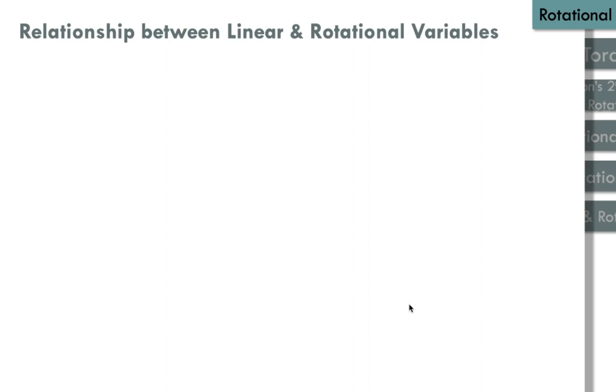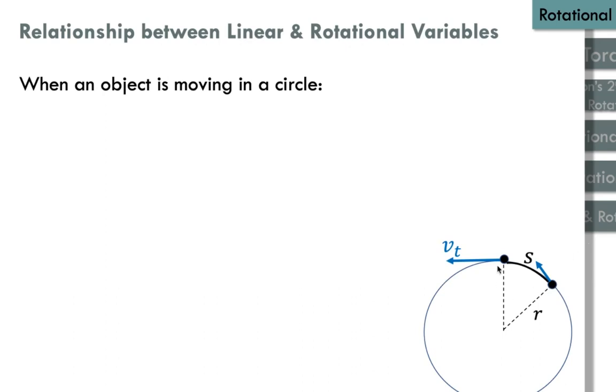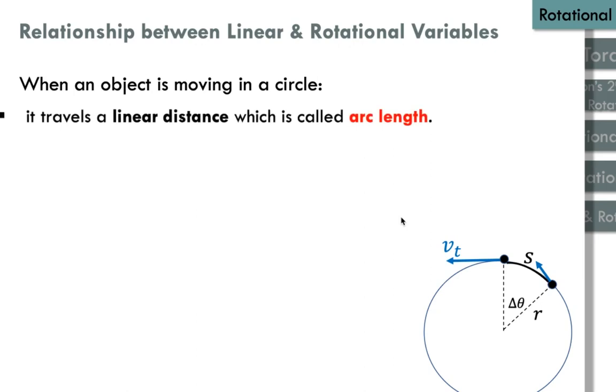As we already discussed, our linear, meaning translational, quantities and our rotational quantities are directly related to each other. So if an object is moving in a circle, it has tangential velocity, and the magnitude of that tangential velocity is constant. We can relate the arc length, meaning the linear distance an object travels along a circular path, to its change in angular position using the arc length equation. So this linear distance, s, is the product of the radius, r, in meters, multiplied by angular position in radians.